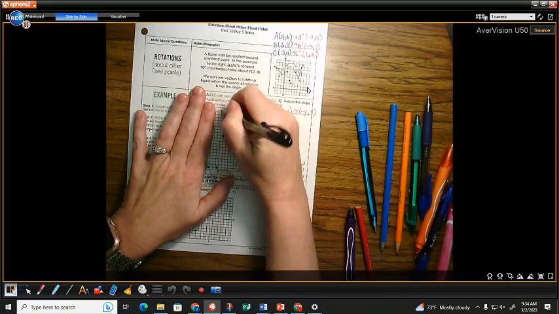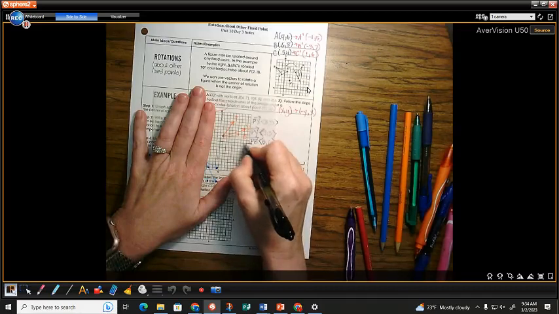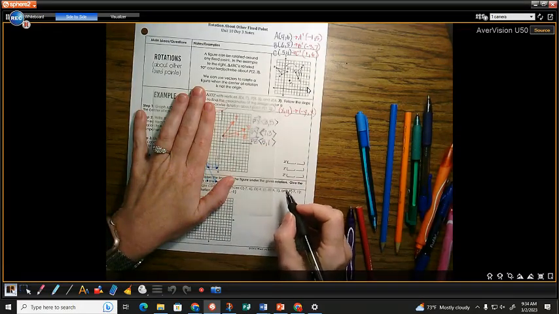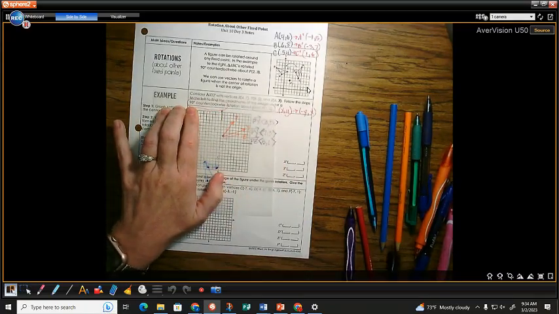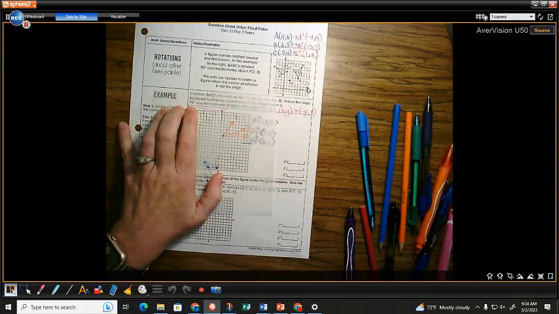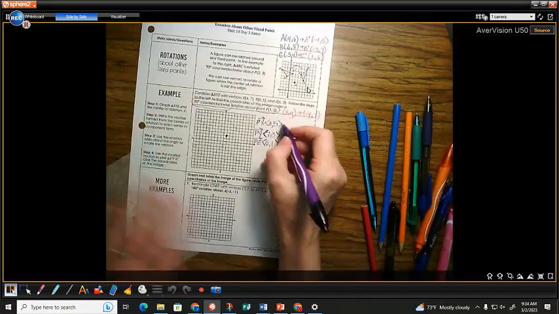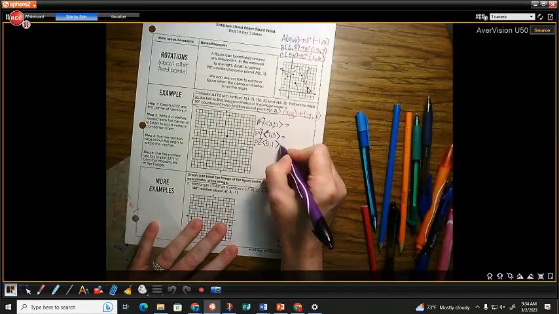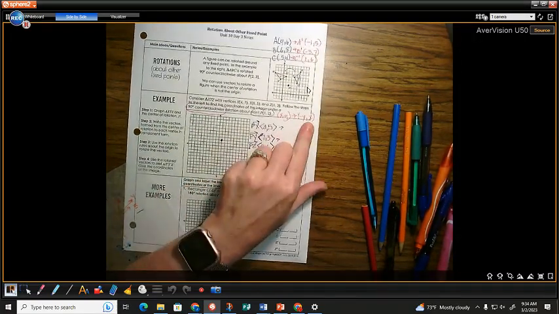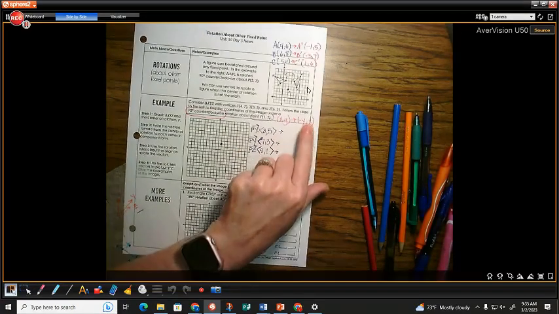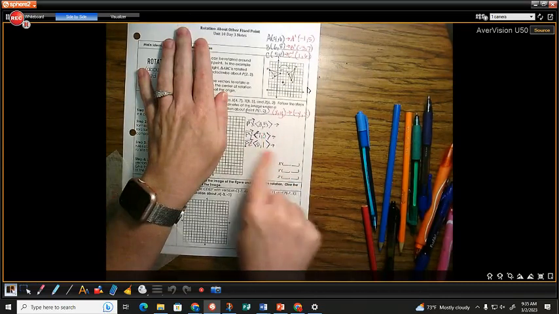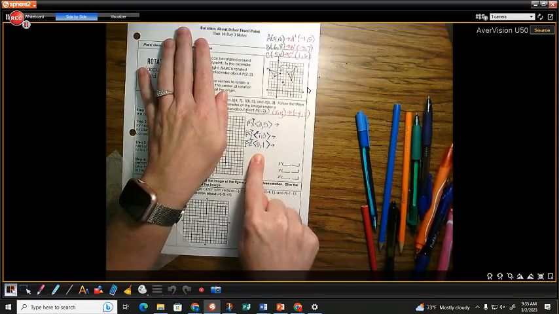How far am I going to rotate these vectors? How far does it say to rotate my vectors now? It says to rotate them 90 degrees counterclockwise. So what you're going to do now is take these vectors and rotate them as if they were points. Okay? So use your rule to rotate your vectors now.